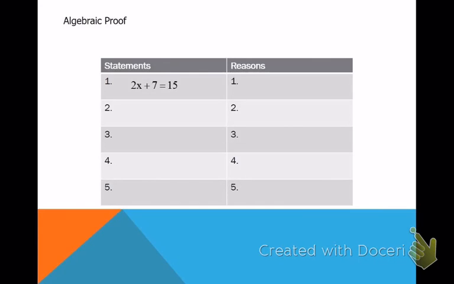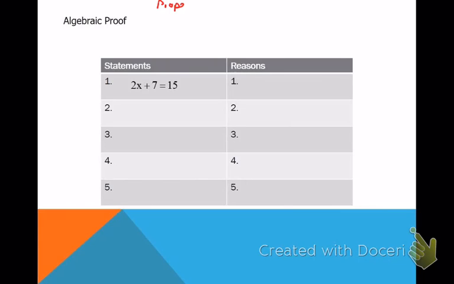Now, algebraic proofs. We've got one more thing we want to talk about. Algebraic proofs for solving an equation. Sometimes we want to lay out solving an equation in a proof format. We want to prove what we're doing. And the object behind a proof is to show exactly what it is you're doing, your step-by-steps, and then justify that with some kind of reason. Okay? And for right now, all of your reasons are going to come from properties or definitions.